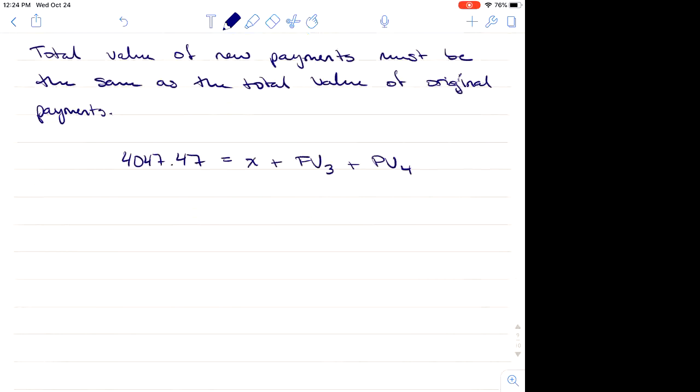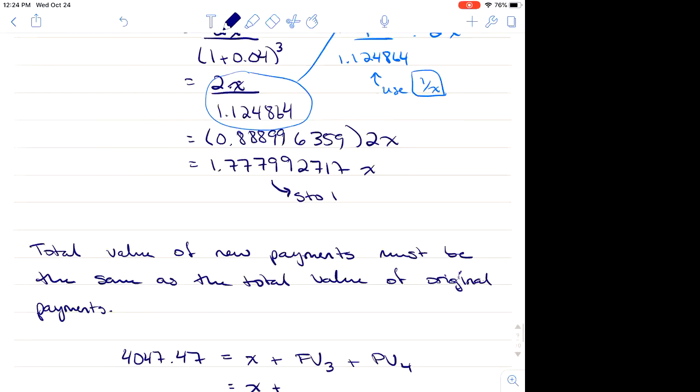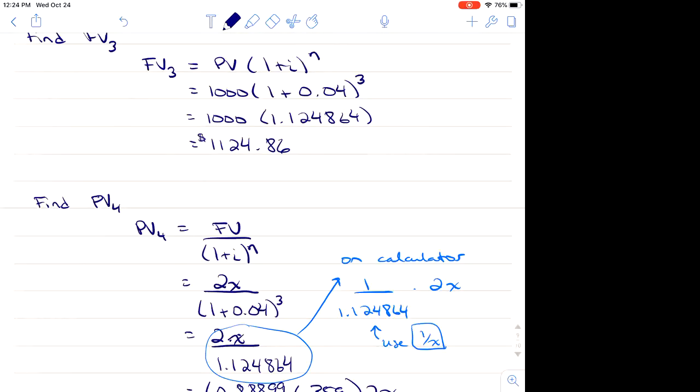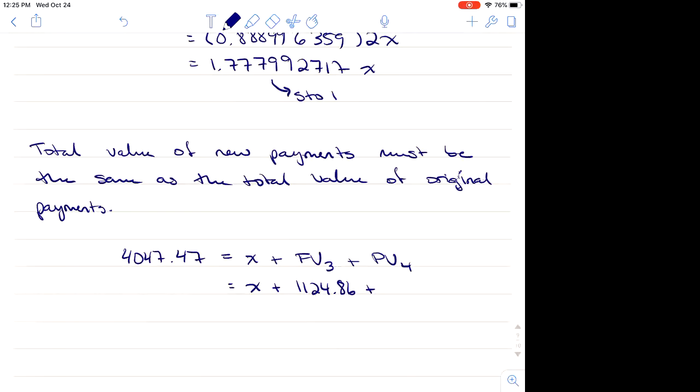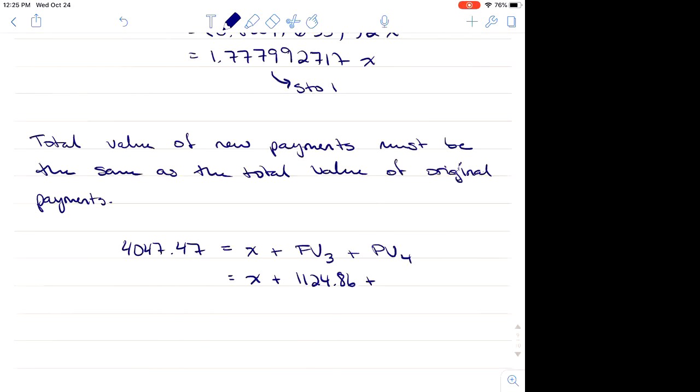We only used 1.5 years as the focal date because we had that X there, right? So we wouldn't have to have 2 decimals in front of X. Doesn't matter where you pull it to, though, as long as you don't forget about X. Which means we have X plus future value 3, which was 1124.86, plus present value 4, which is that huge 1.7779927717X. Luckily, I've stored that.